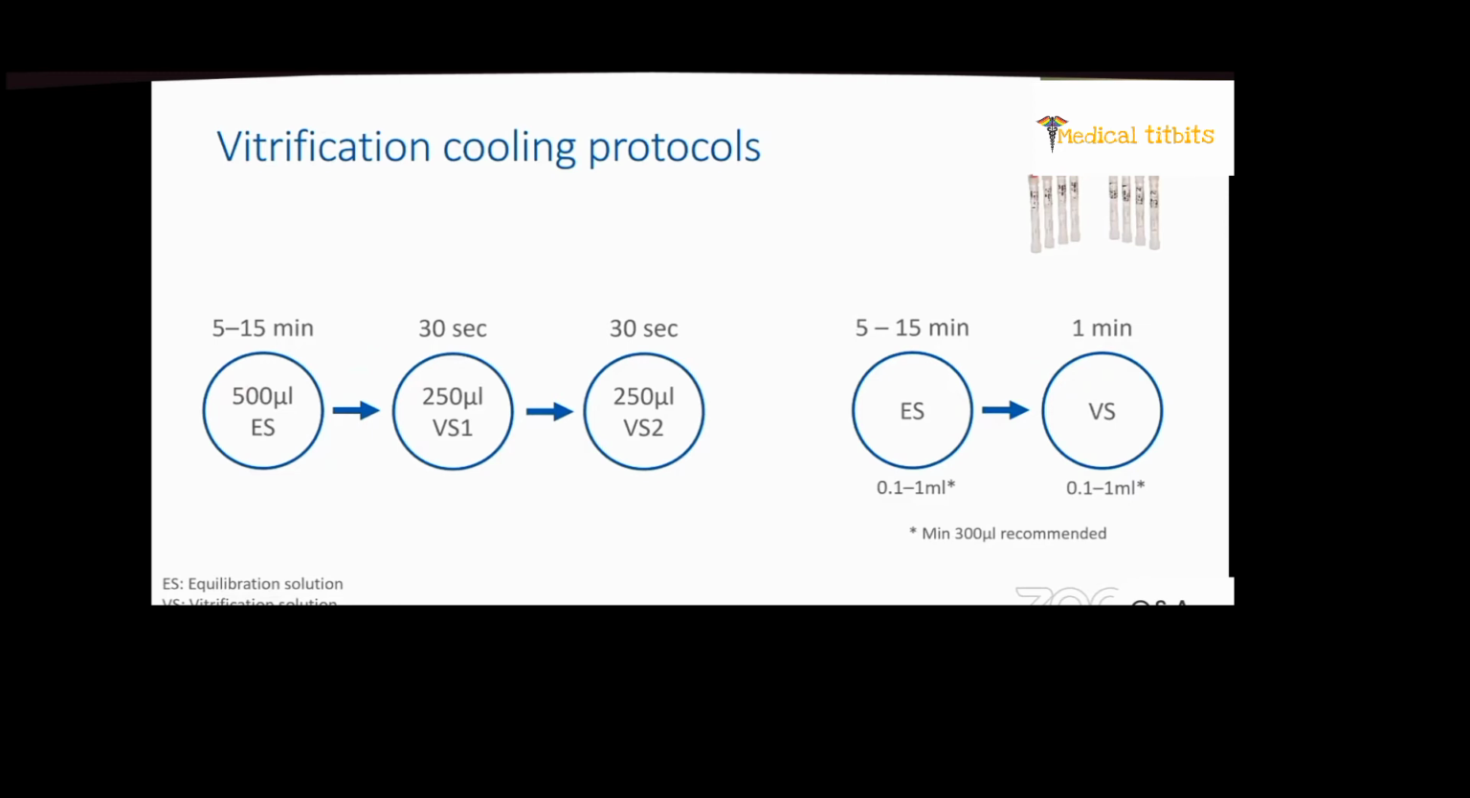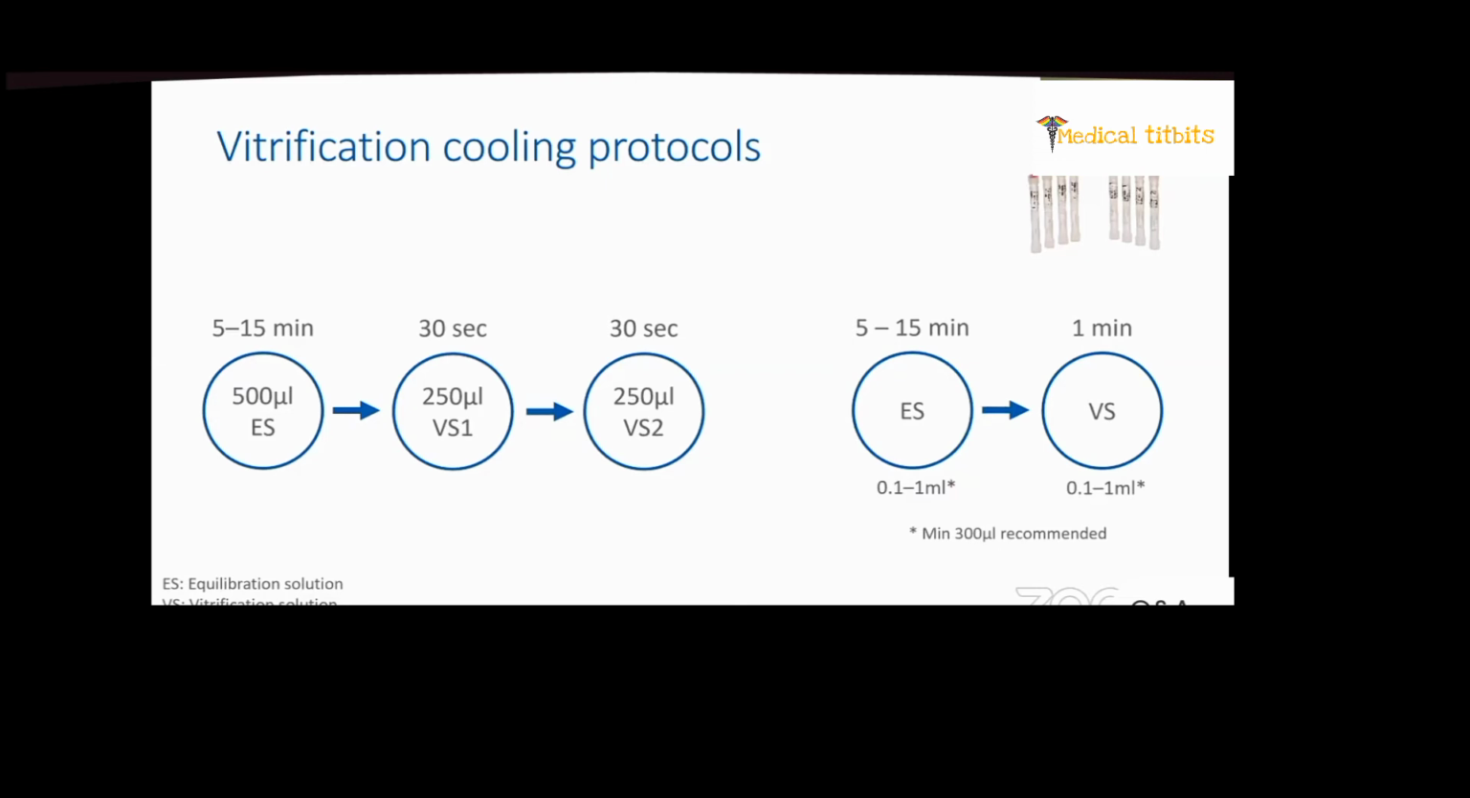The main difference between different commercial protocols is the number of vitrification solution drops that vary from 1 to 4 and the recommended volumes. The Sage vitrification kit offers flexibility to use from 0.1 to 1 ml volumes, while other kits recommend specific 20, 50, or 300 microliter volumes. Small volumes work in some hands, but safety and consistency improve with volume. Therefore, a minimum of 300 microliters is recommended, as it has proven successful with popular commercial kits.